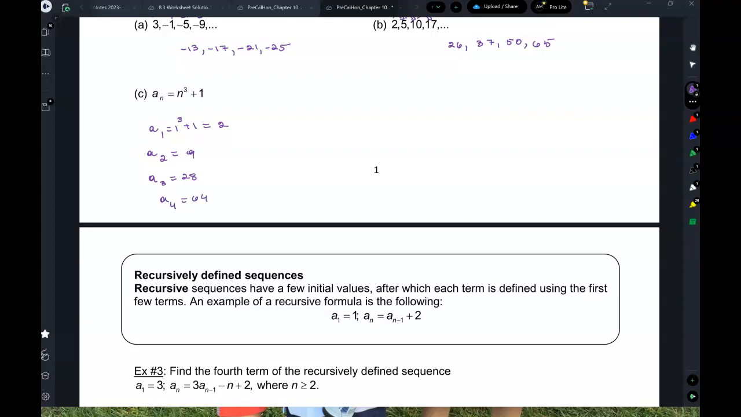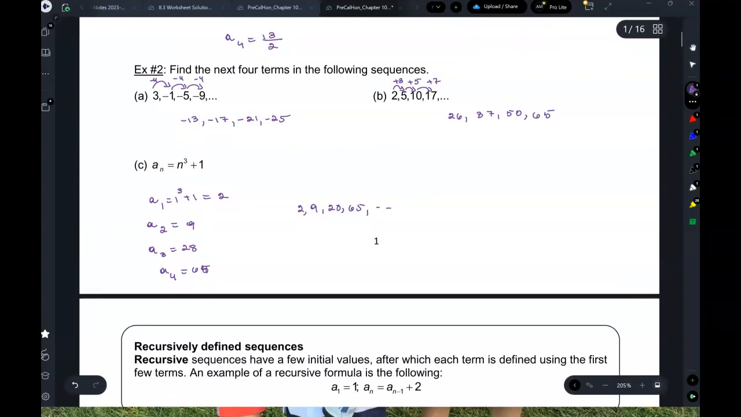65. Right? So it's 2, 9, 28, 65, and so on. All right? So for A, I would like the formula, the function, it would be a sub n equals n cubed minus 4. And then you can't write any function. It wouldn't be a sub n equals, well, we're going to do all that.